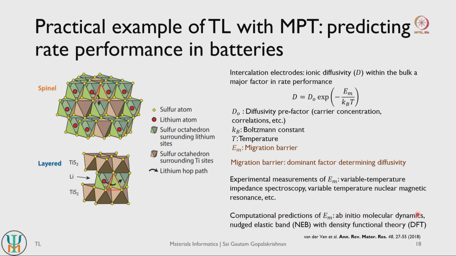So we typically use ab initio molecular dynamics or what are called nudged elastic band calculations along with density functional theory. But both of these calculations are expensive and they also have convergence difficulties, right. So there are computational challenges with performing these calculations over a wide range of materials. In other words, the number of different materials for which the migration barrier has been documented, either through computational or experimental means, is fairly limited, right.